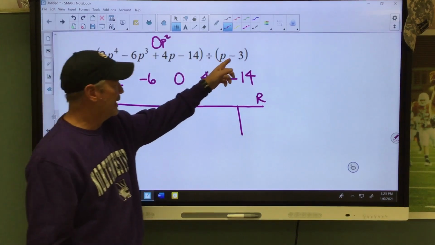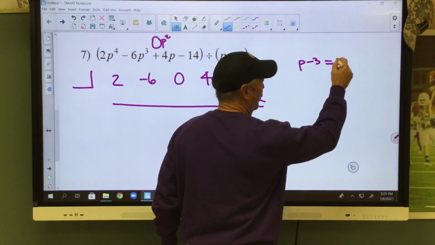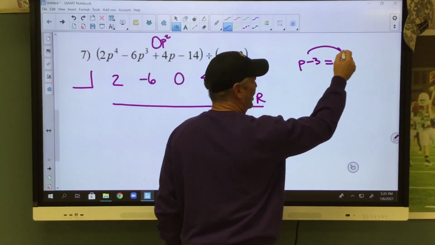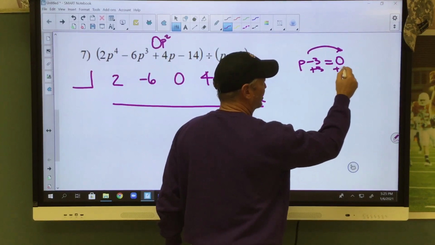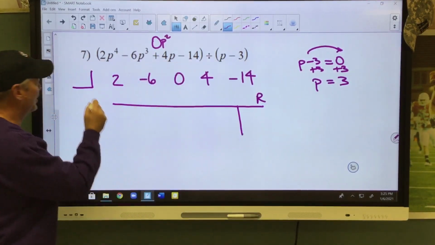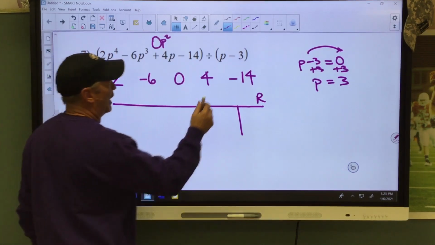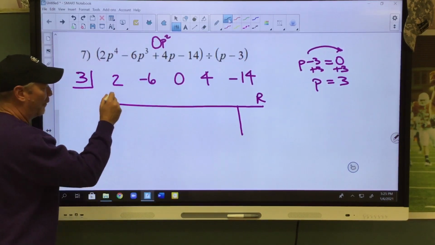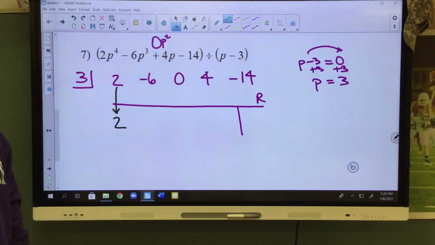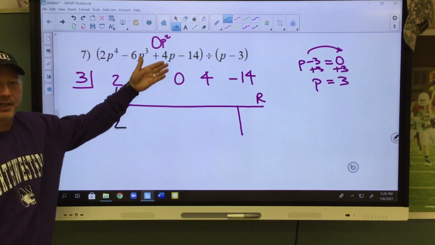We need to determine what number we're going to work with to put in that bracket. Okay? So we're going to take our divisor, p minus 3 equals 0. We're going to set it equal to 0. Move it to the other side, plus 3, I get p equals 3. This is the number we're going to work with. Okay? Next, we're going to bring down the first number, which is a 2. So far, so good.